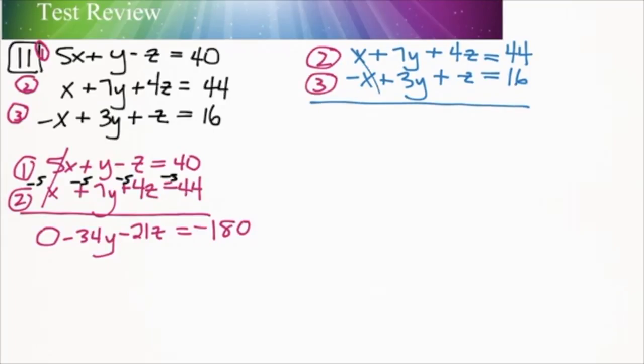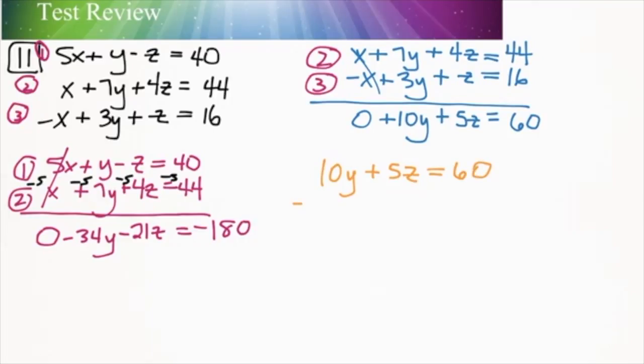Okay, so I've lucked out. I can make those x's into 0 because it's basically 1x minus 1x. So I add the others, that's 10y plus 5z equals 60. Okay, so I have my two new equations that I can put together now. I'm just going to get rid of the 0 in the front. I don't really need that. So 10y plus 5z equals 60, and negative 34y minus 21z equals negative 180.